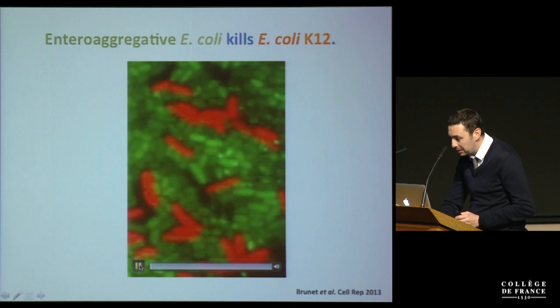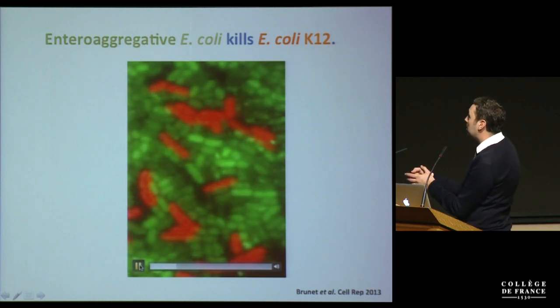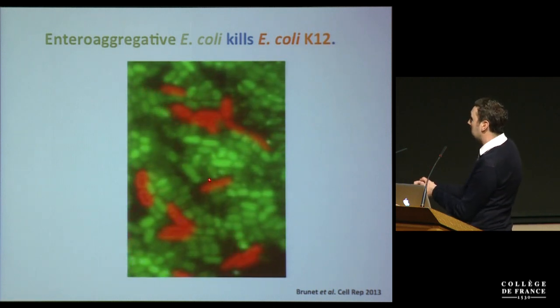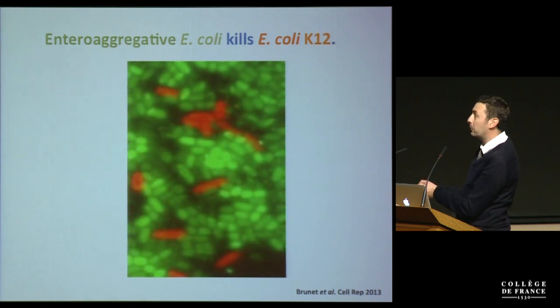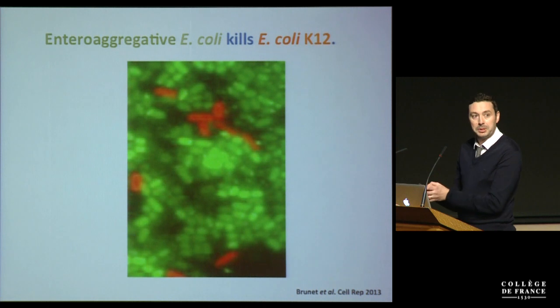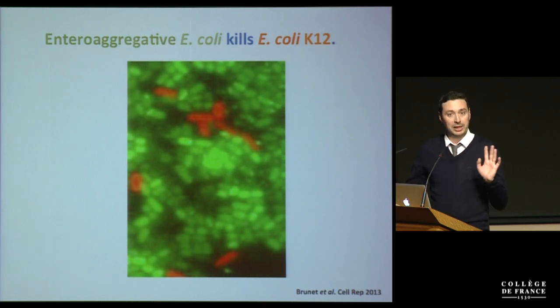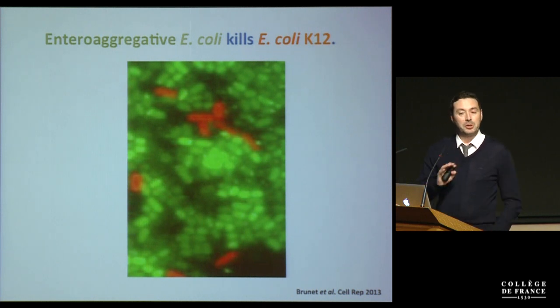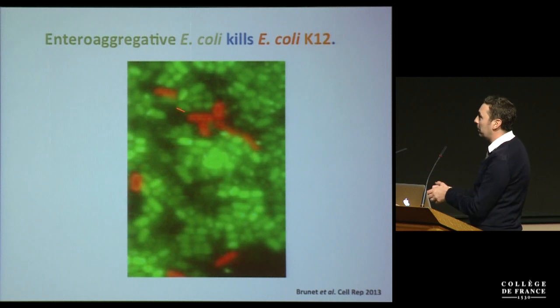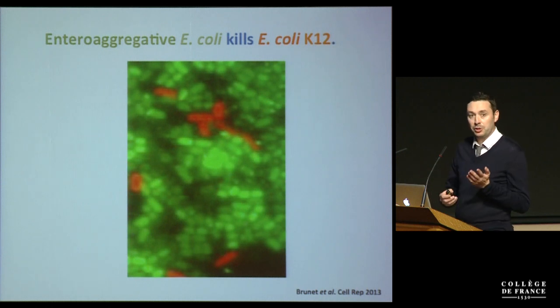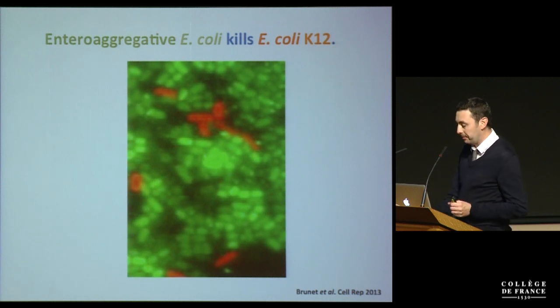You will see that after 10 minutes, nothing happens, and then all the red cells will disappear. This happens in something like 50 minutes, so you can wipe out the whole population of red cells after 1 hour. And this mechanism is dependent on what we call the type 6 secretion system that Melanie just talked about.